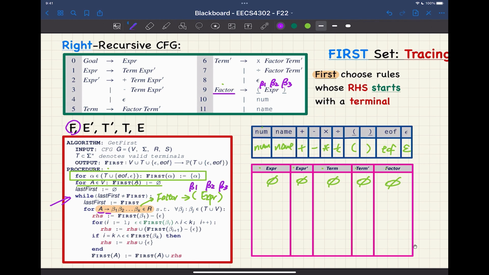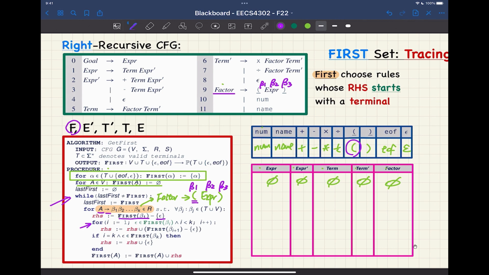What would be the first of beta 1? Should be over here. That's how we start. Okay? And then set difference, the epsilon, you will have no effects because epsilon is not there. And then we're going to run this loop. And for this loop over here, how many iterations are we going to run?